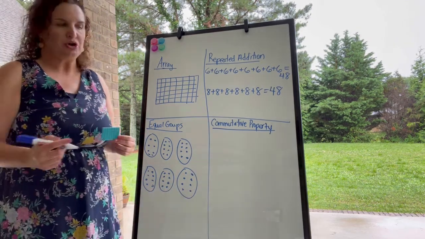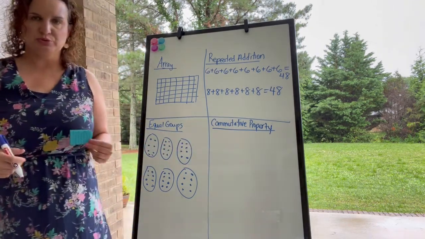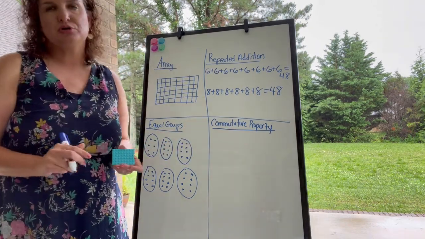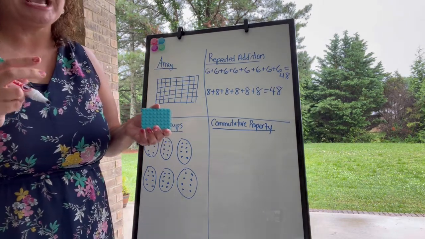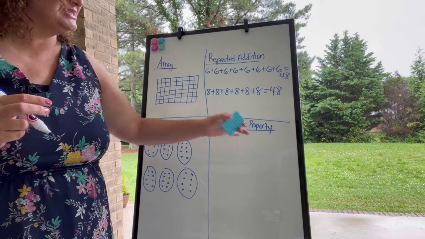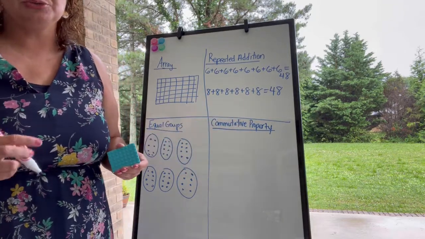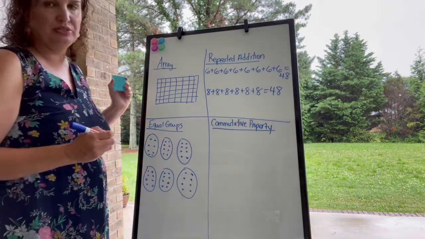All right, and then our new box that we added here is the commutative property. Now remember, the commutative property says that I can switch the order of the factors and I'm still going to get the same product, okay? The two numbers that you multiply together are called the factors.